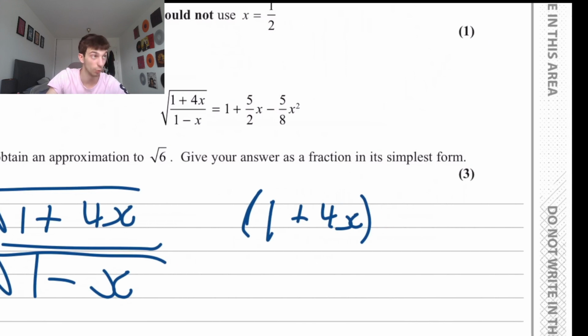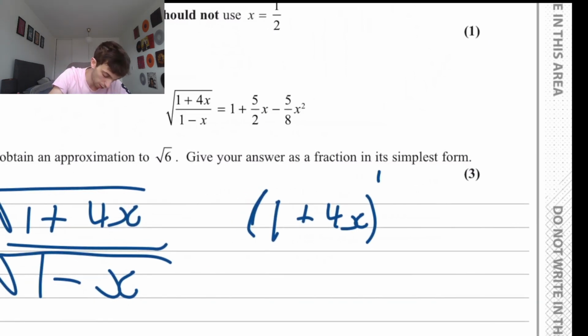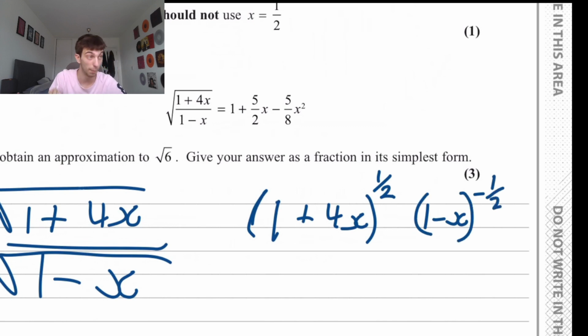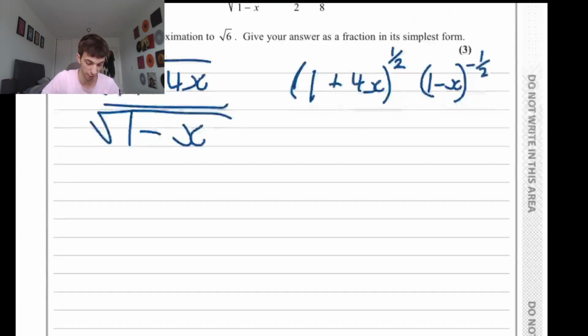We can rewrite this because we want each thing to the power of something. So we have 1 plus 4x to the power of a half, taking the square root is the same as the power of a half, multiplied by 1 minus x to the power of minus a half. So half, once again, because it's square rooted, minus a half, because we're getting it from the denominator to the numerator, because we're going to want to multiply our binomial approximations of each in order to get this final approximation of 1 plus 5 over 2x minus 5 over 8x squared.